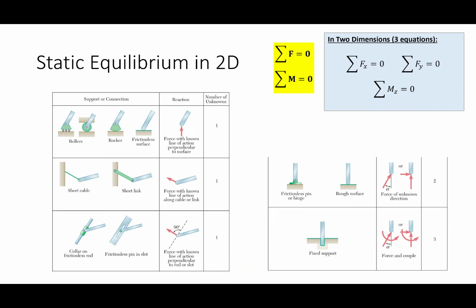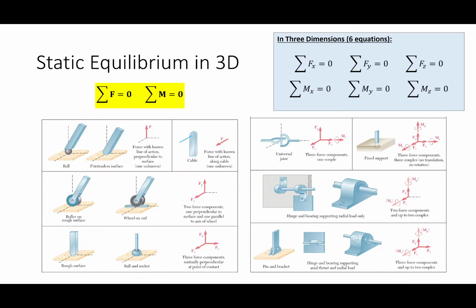All right. For static equilibrium in 2D, we have 3 equations of equilibrium. For static equilibrium in 3D, we have 6 equations of equilibrium. What I will tell you is 2 things.